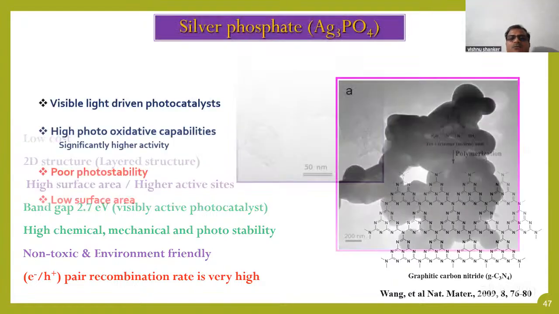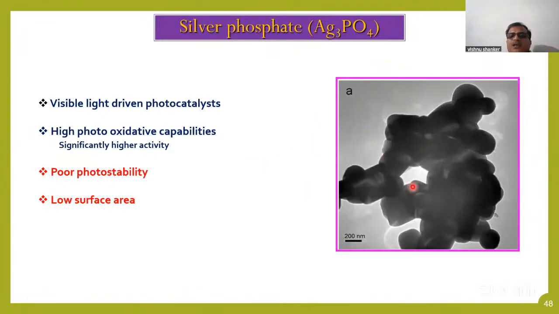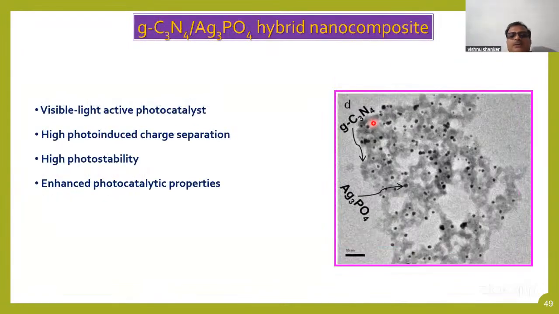Another material we have chosen is silver phosphate. Silver phosphate has another disadvantage: if you synthesize silver phosphate alone, it has poor photostability and low surface area, right? Because of this it shows less activity. So what we have done is make an in situ nanocomposite of that, right? When we made the in situ composite, you can see that the silver phosphate is well deposited on the graphitic C3N4, right?